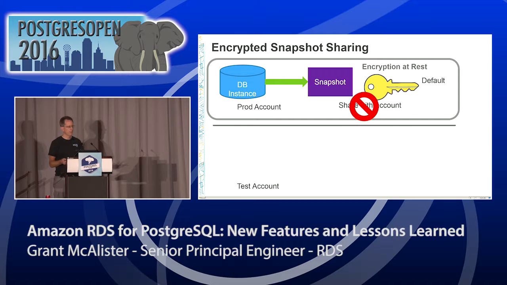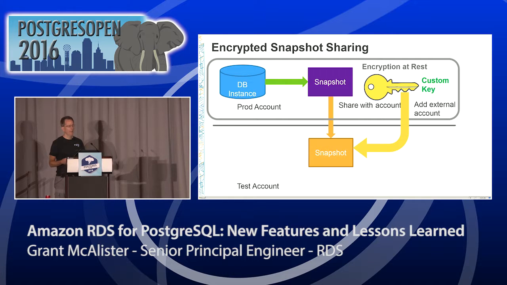So by default, this is not allowed. So when you go and create your instance with RDS with encryption, what you want to do is use a custom key. And it's very easy to set up. You create a custom key and associate it with that. Now that custom key can be shared. So you have to add permissions for that key to the external account, and you have to share the snapshot.